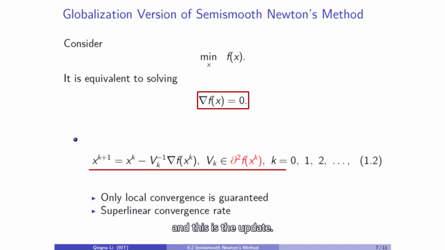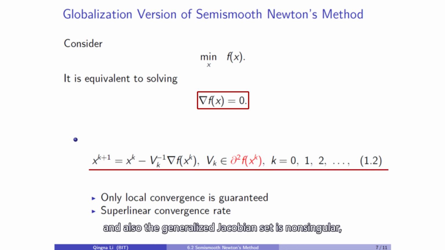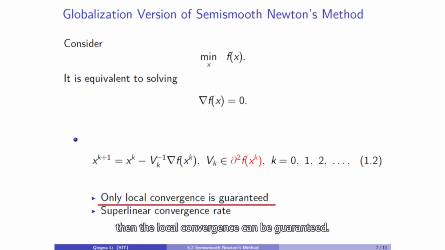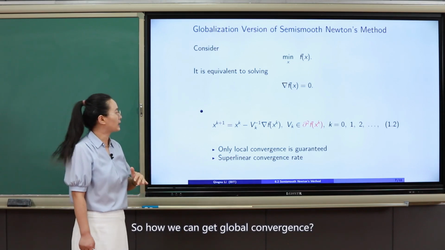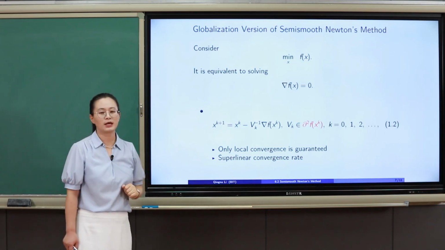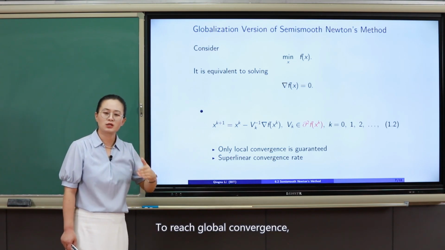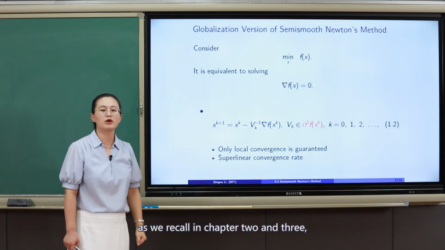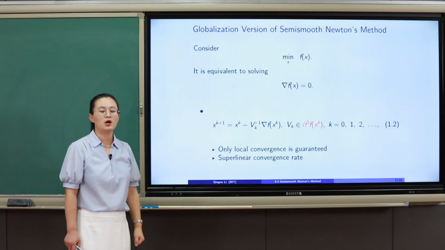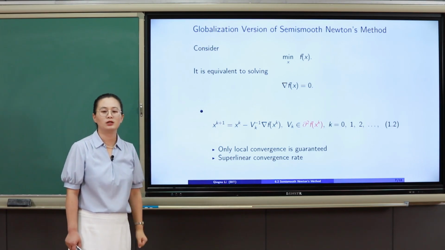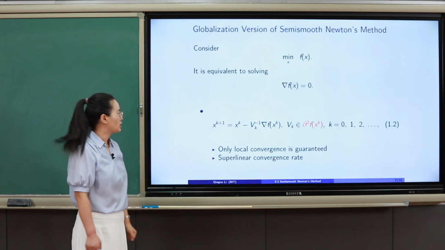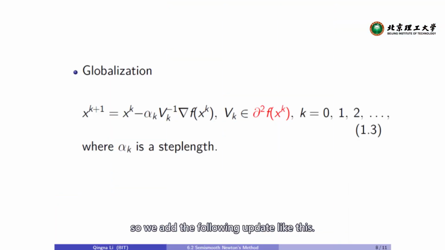So we apply semi-smooth Newton's method directly to solve these first-order optimality conditions, and this is the update. We assume that the gradient of f is semi-smooth and also the generalized Jacobian set is non-singular, then the local convergence can be guaranteed. So how can we get global convergence? As we recall from chapters 2 and 3, we need a step length in a line search way, so we add the following update.